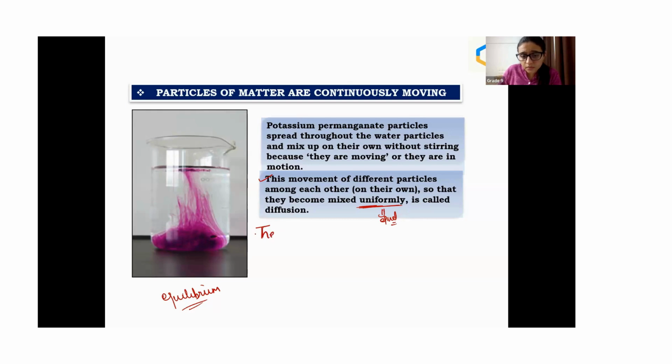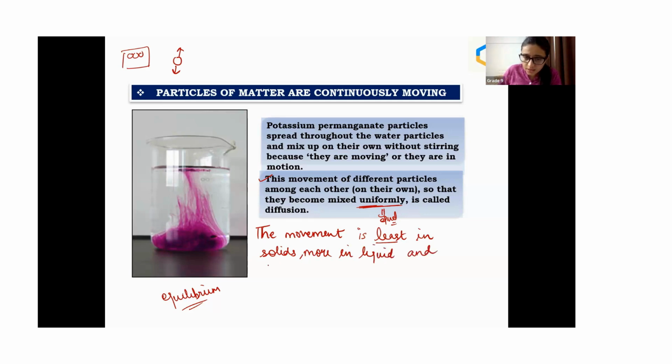The movement is least in solids, because we already know that in solids the particles are so much closer together. They are actually moving, but they don't show overall movement; they just vibrate in their own position, like up and down. So the movement is least in solids, more in liquids, and most in gases.